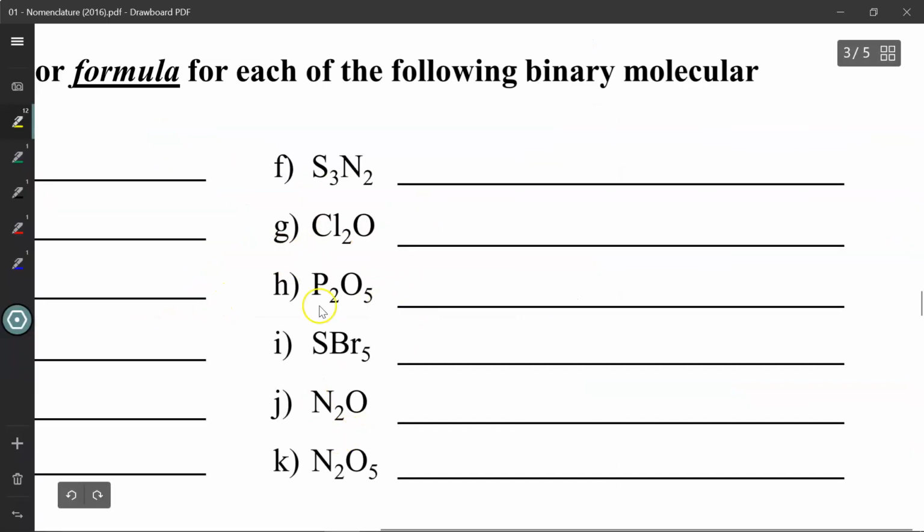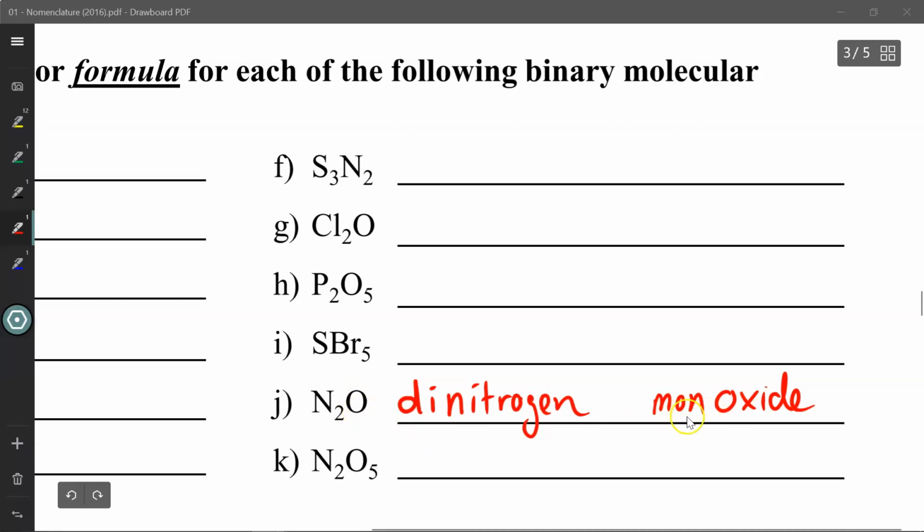Alright, so let's do one example. How about this one? N2O. N is the nitrogen, but it says 2 of them, so I need to write in dinitrogen. And finally, there's 1 oxygen, so I'll call it an oxide. But there's only 1 oxygen, so I must write down monoxide, where I remove the O from the mono because there'd be 2 vowels side by side.